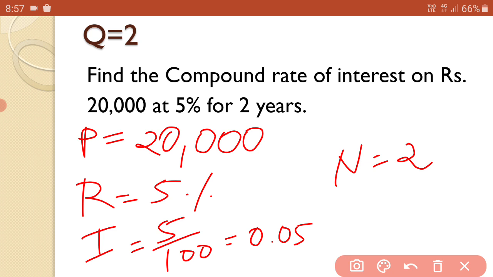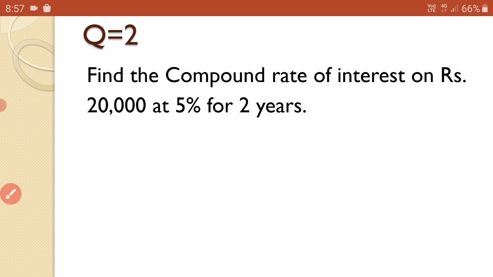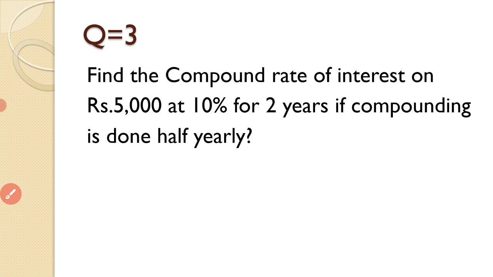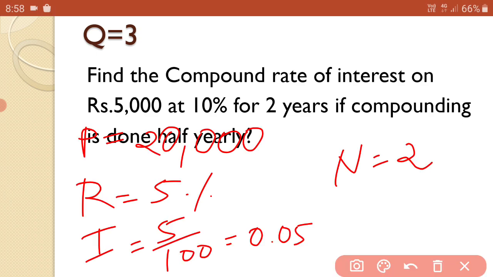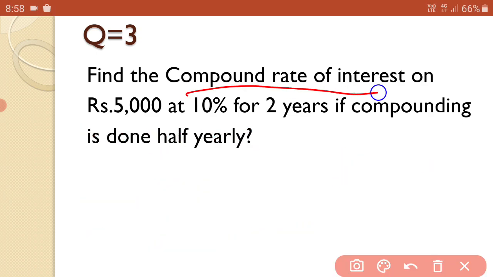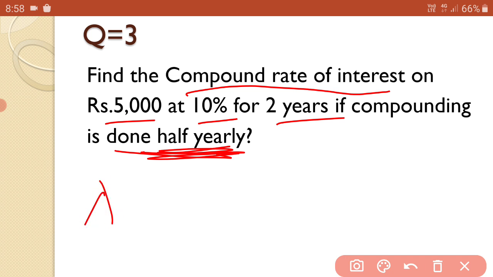Okay, is it clear? Another question. Suppose we find the compound interest. Here 5,000, 10%, 2 years, but here it is compounded half yearly. When the word half yearly is used, then we apply this formula.